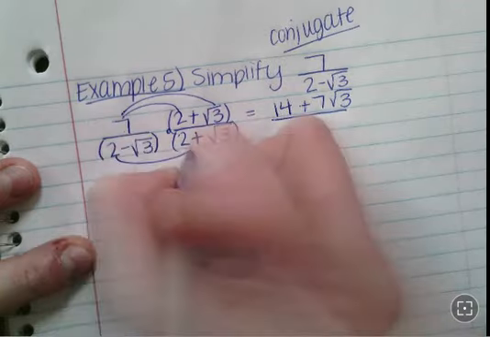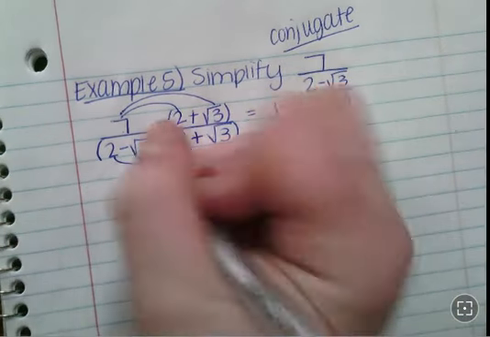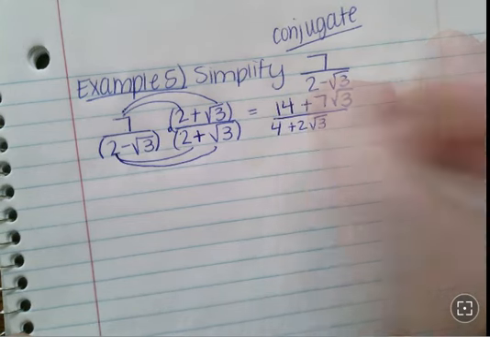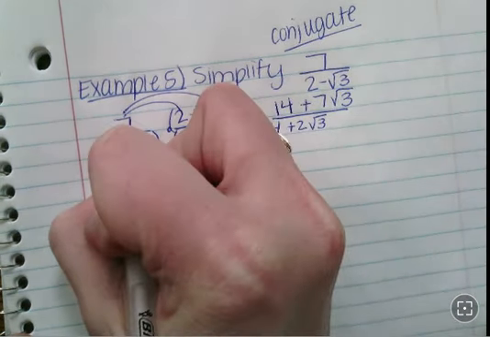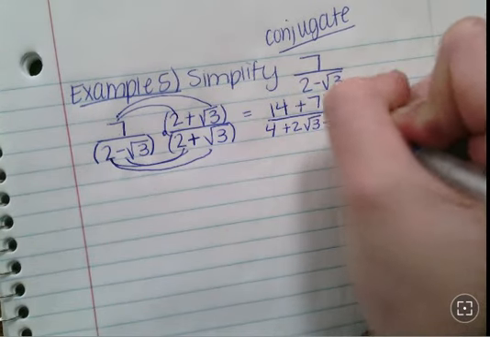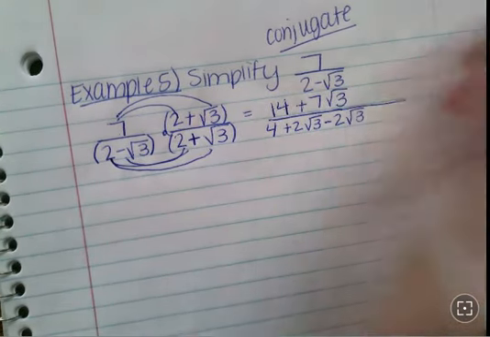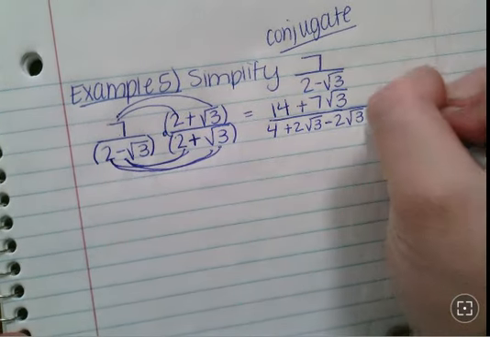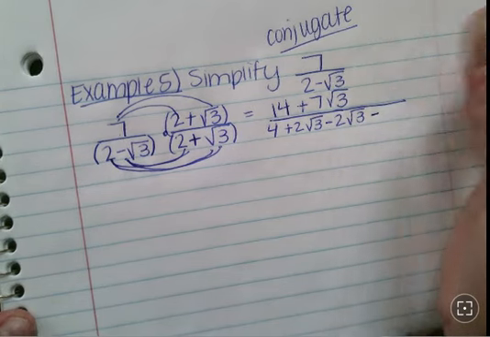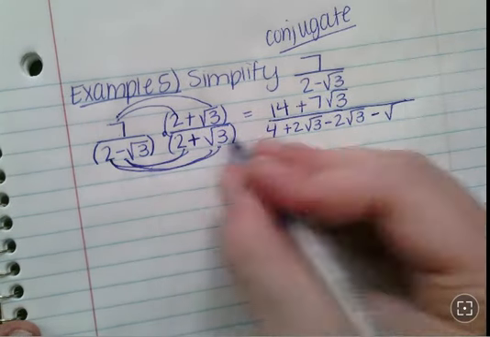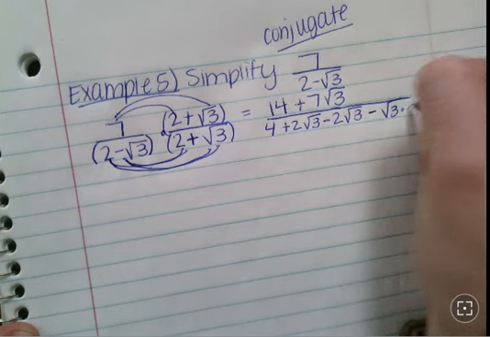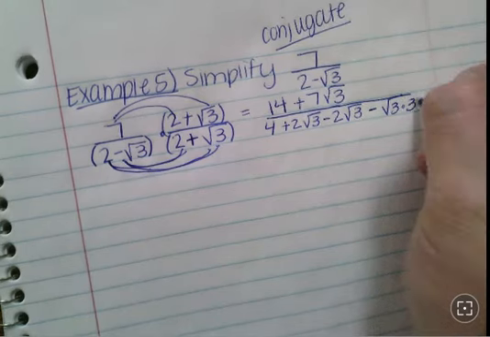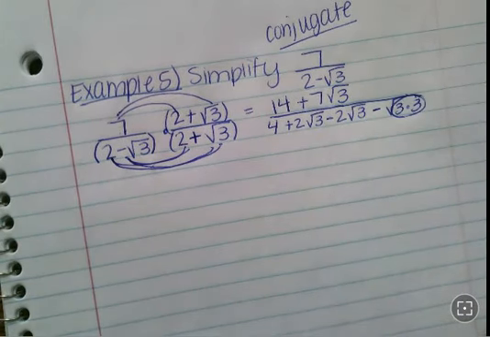So we've got 2 times 2, which is 4. 2 times the square root of 3, which is positive 2 square root 3. Negative root 3 times 2, which is negative 2 square root 3. And then negative root 3 times a positive root 3. Well, negative and positive create a negative. And when you have the square root of 3 times the square root of 3, that's a pair. That's good. You want that to happen.